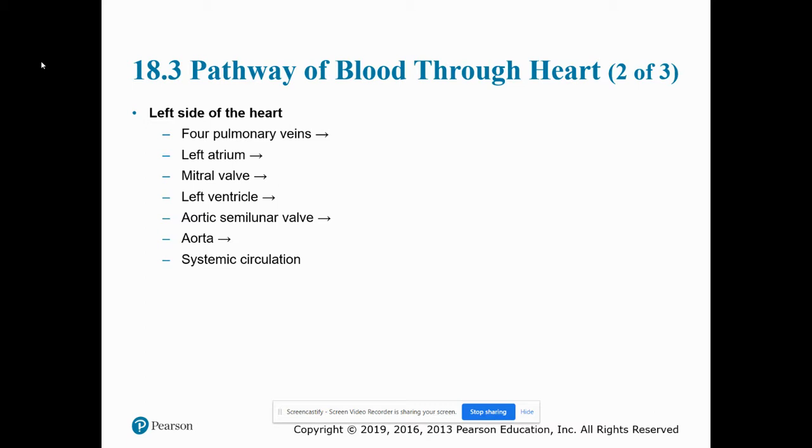From the lungs, it's going to do its thing, drop off CO2, pick up O2, and then we have 4 pulmonary veins that are going to deliver the blood back to the left atrium. Then the blood will flow over the mitral valve into the left ventricle, through the aortic semilunar valve, into the aorta, and then through systemic circulation. And then that's when we would start back over again.